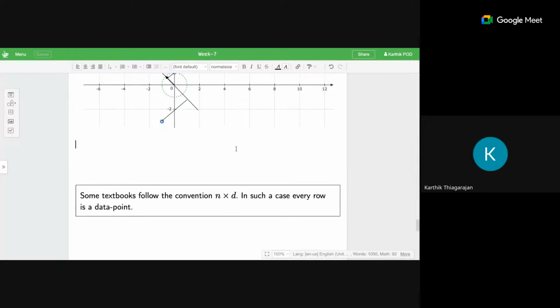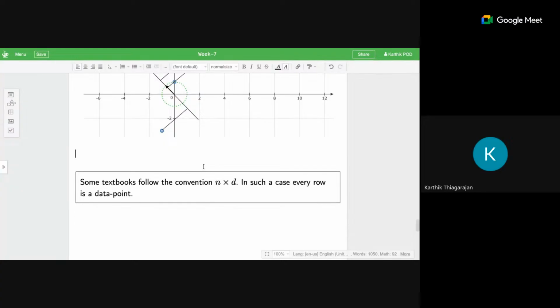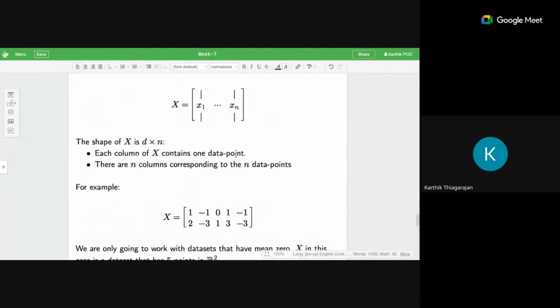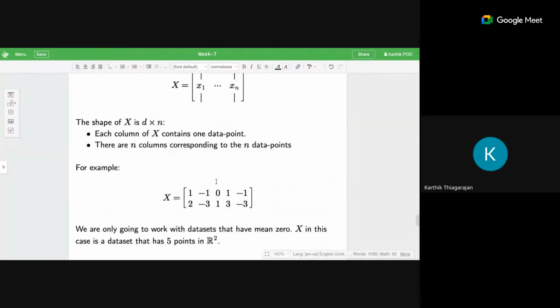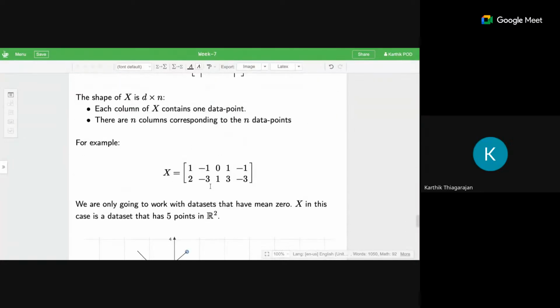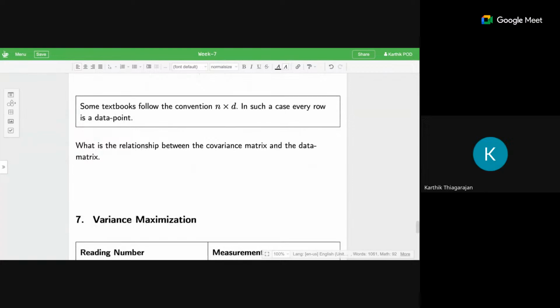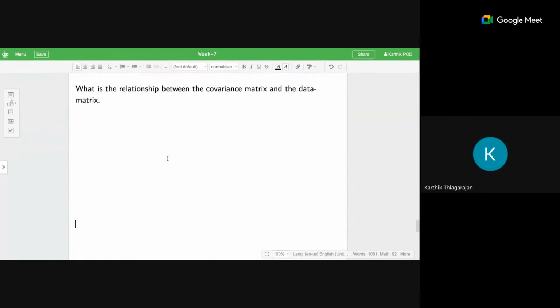Any questions so far? Clear, right? So we'll move on then. Now, where were we? We were looking at the X data matrix. What is the relationship between C and X? That is, between the covariance matrix and the data matrix. That is what we have to discover now.